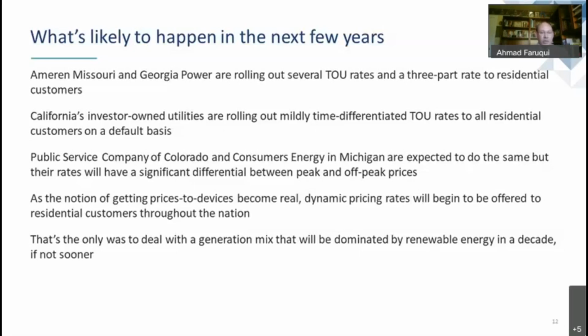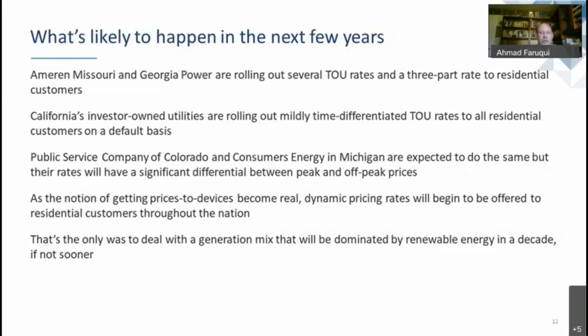Now, besides rolling out these mildly differentiated TOU rates, they also have significantly differentiated opt-in TOU rates. I am on one such rate. It's a 3-period rate, and it is pretty significantly differentiated. So you can choose that, like if you have an electric car. If you have solar, it's mandatory for you. So those are some of the nuances. In Colorado and in Michigan, we are expecting to see a rollout of time of use rates as the default rate with significant differentials between peak and off-peak prices.